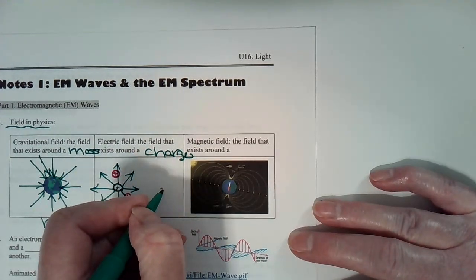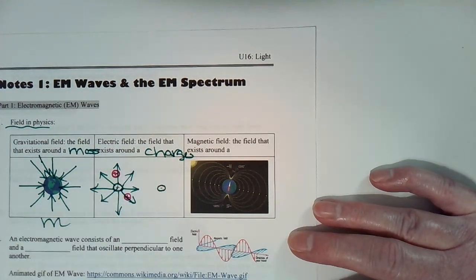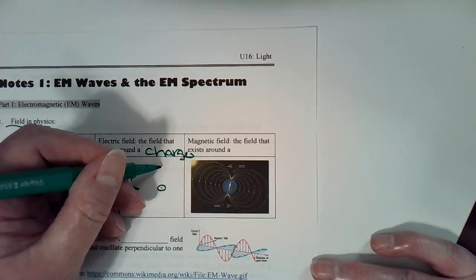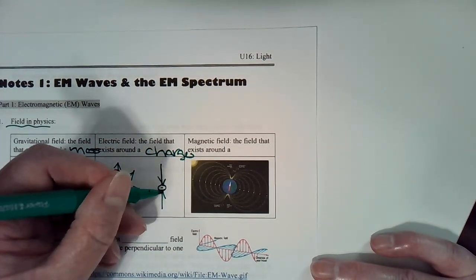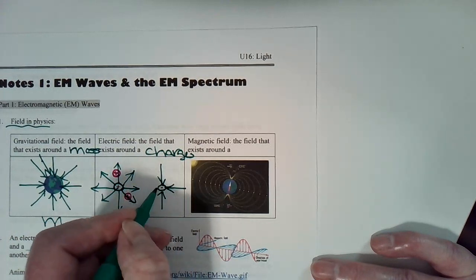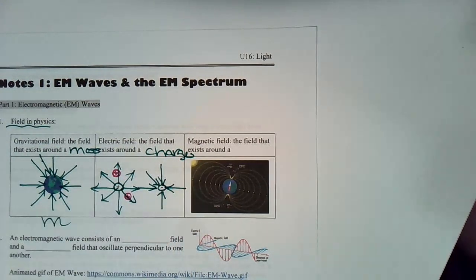If I had a negative charge like an electron, what would the electric field look like? You can figure out what the electric field would look like by using the same imaginary positive charge.